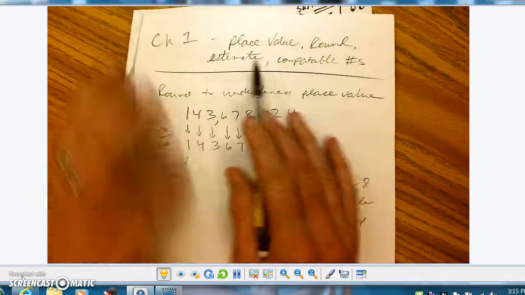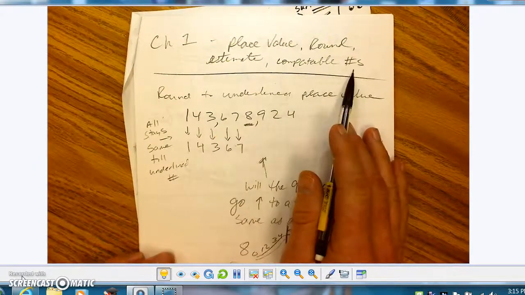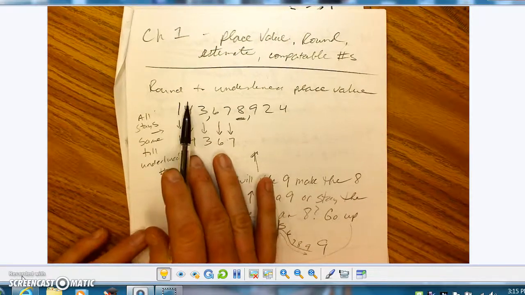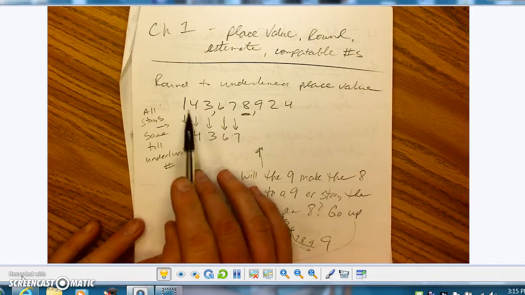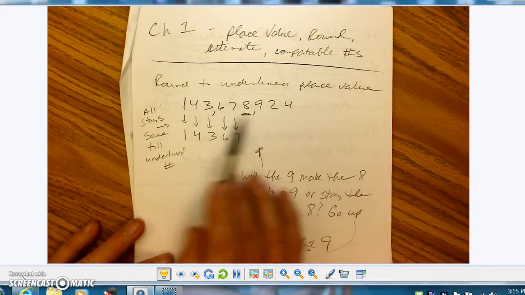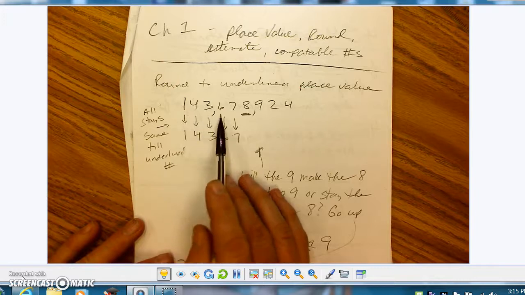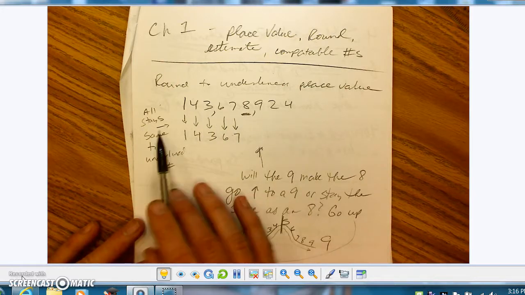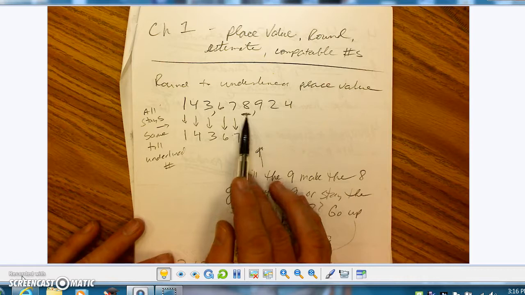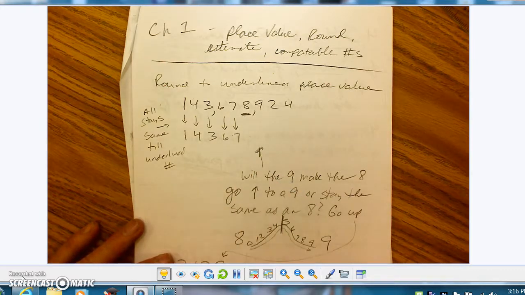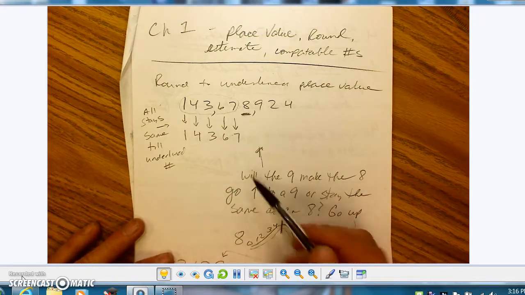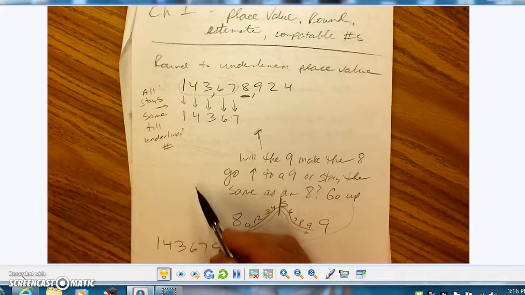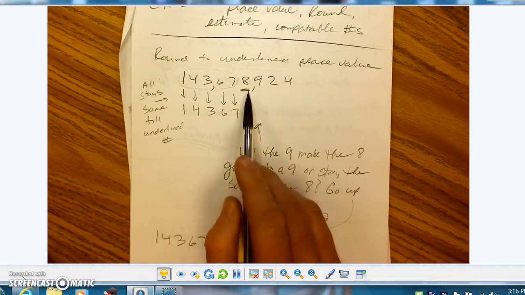Okay, so chapter 1: place value, round, estimate, compatible numbers. Say you have something that says round to the underlying place value, and you've got this big long number, 143,678,924. Let's say they want you to round to this 8, which is in the thousands place. What a lot of kids want to do is ditch those numbers and then round it up. But you can't just ditch the numbers. You can't leave them.